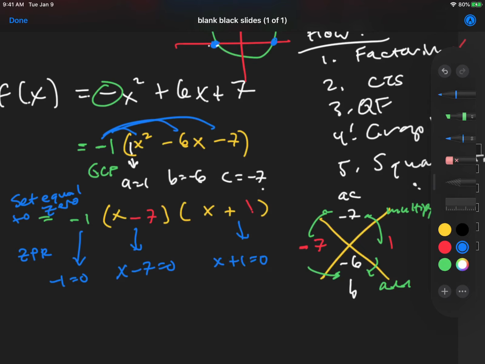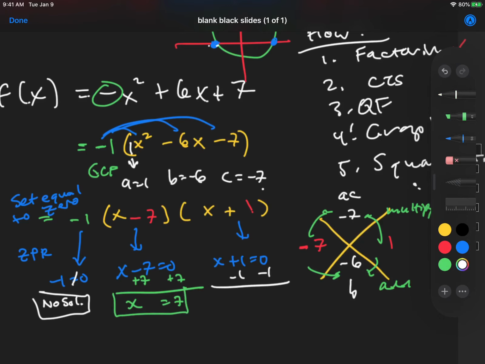Okay, and then we just go ahead and solve these. So, can -1 equal 0? The answer is no. So we say this one has no solution. Okay. Here, I'm just going to add 7. And subtract 1. And there I have my two real solutions, 7 and -1.